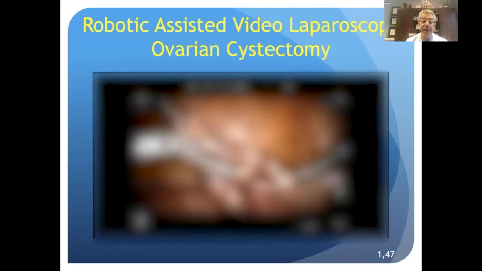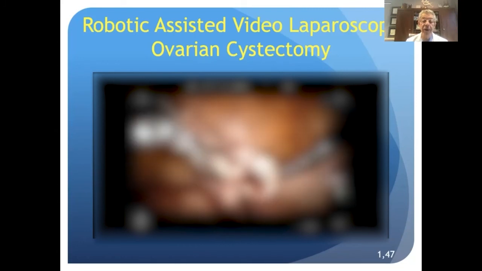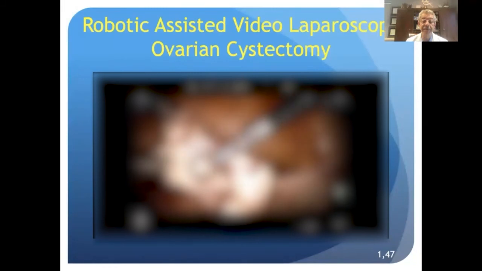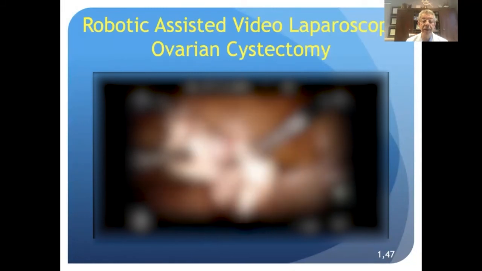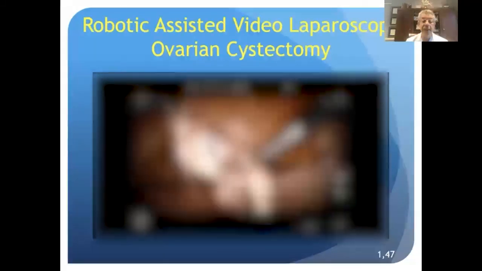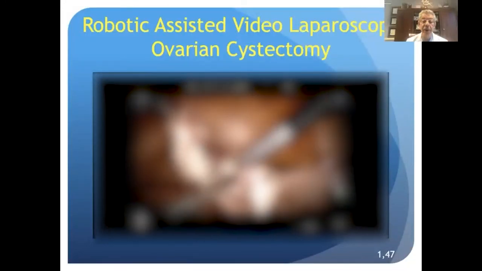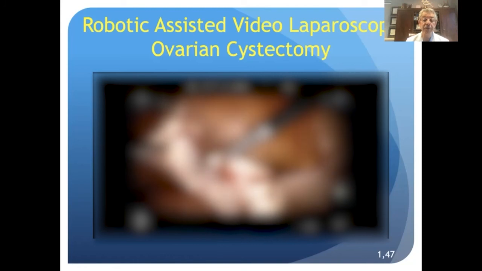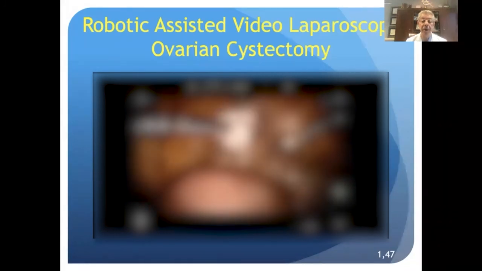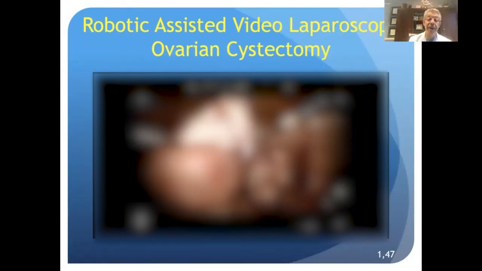As you notice here, I even avoid grabbing the ovarian cortex. Simply all the tension and grabbing is on the cyst until we approach one area which would require gentle traction. And with the robot, because there is no tactile feedback, we avoid extreme pressures.